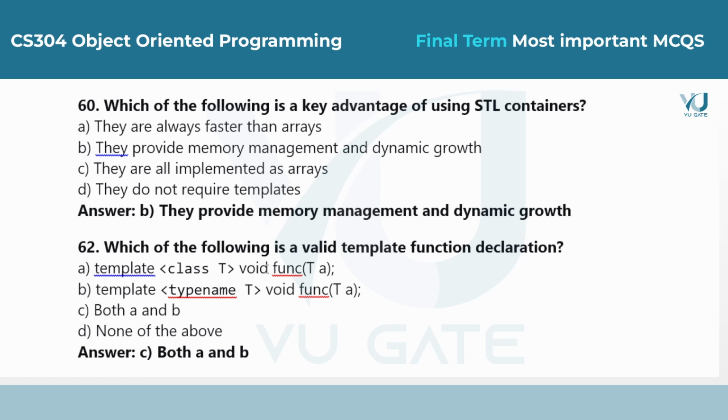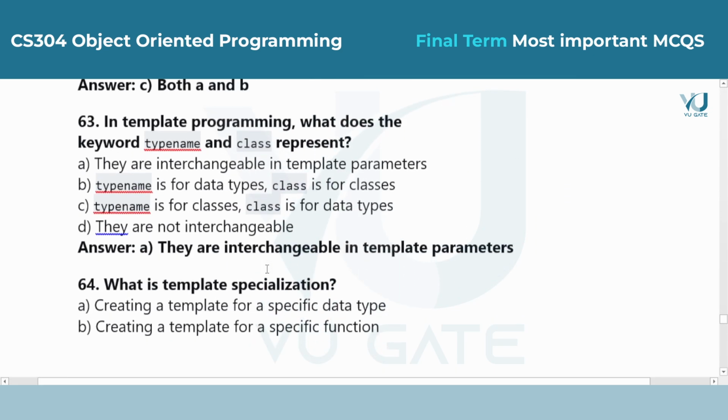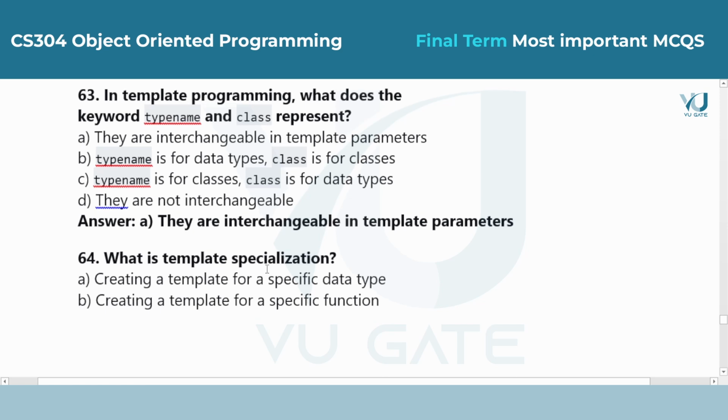Q62. Which of the following is a valid template function declaration? Answer: C. Both A and B. Explanation: In C++, you can use either the class or typename keyword to declare a template parameter. Both are equally valid and perform the same function.